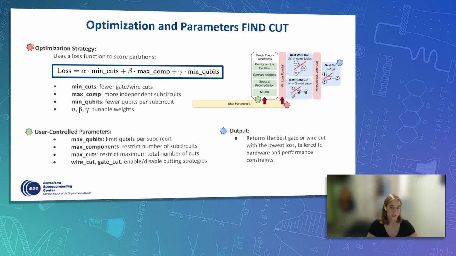And also enable or disable the cutting strategies. If I want to say I only want to find gate cuts, we can set wirecut to false, and that can be done too. And then we get the output, which returns the best gate or wire cut, the one with the lowest score for that specific circuit using these graph theory algorithms.